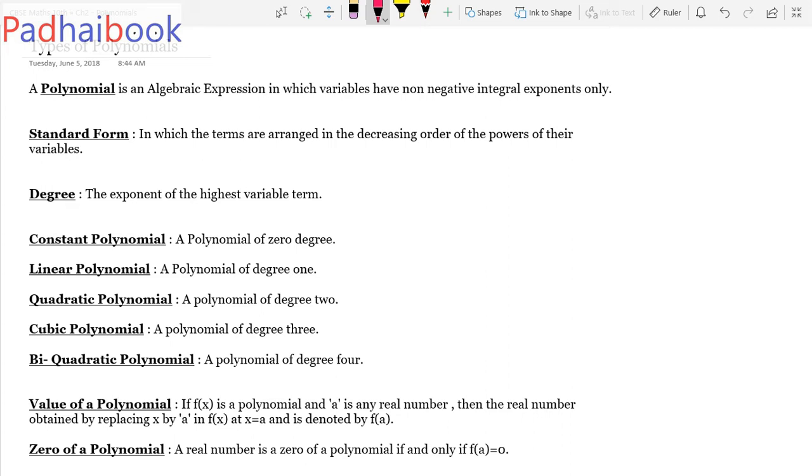The first type that we encounter is a constant polynomial. What is a constant polynomial? Usually we represent any random polynomial in variable x like this, P of x. This is a notation that you should know. P is some polynomial in variable x. This is how we represent a polynomial, the notation of a polynomial in variable x.